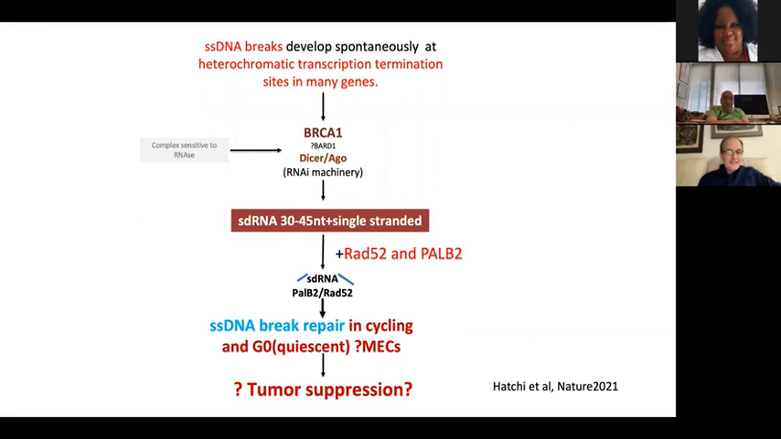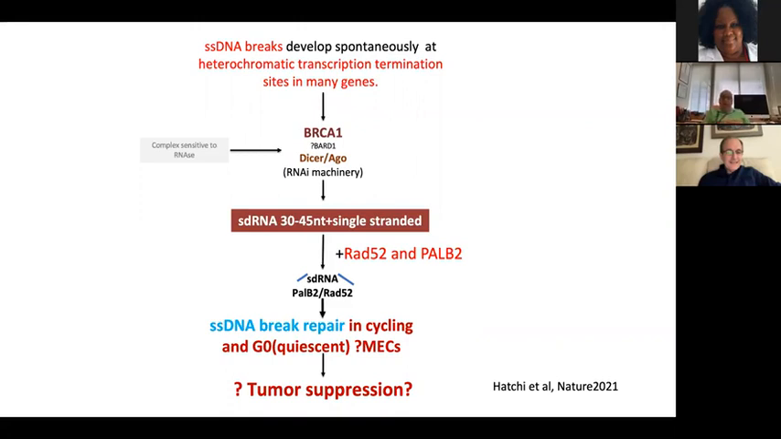BRCA1 Dicer Ago complexes form, and the end product of their action when fed with the appropriate messenger RNA, so far as we can tell in cells, is the processing of these RNAs to what she calls single-stranded DNA-associated RNA that's 30 to 45 nucleotides, never been seen before.